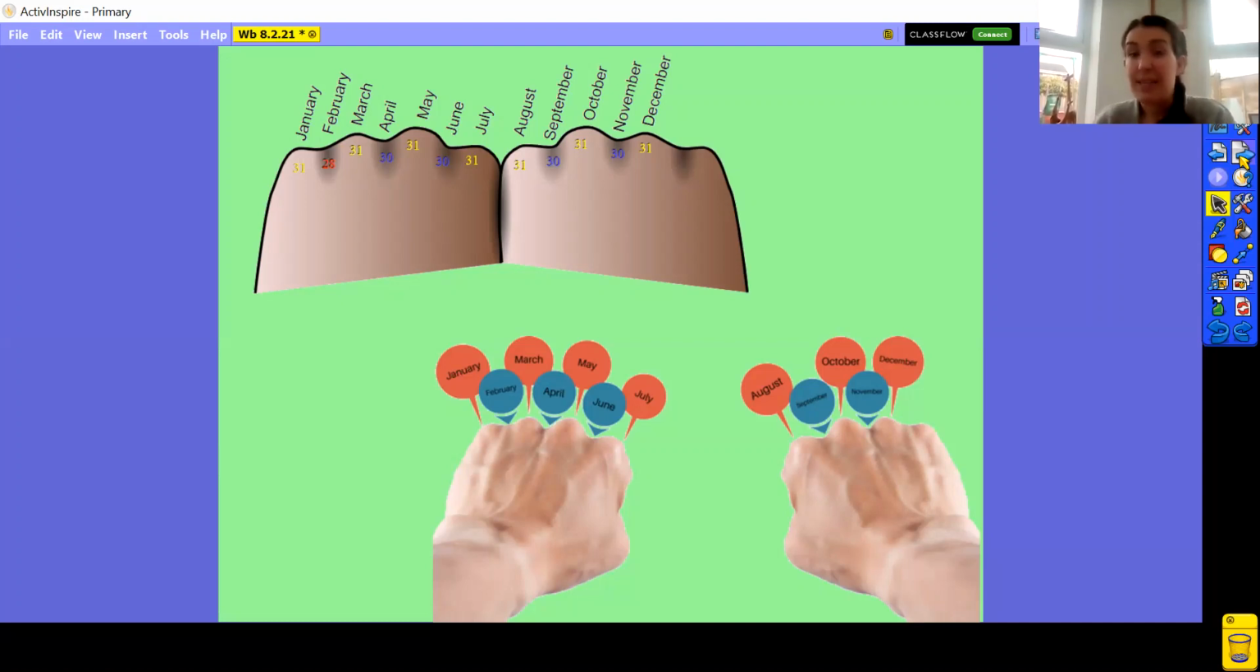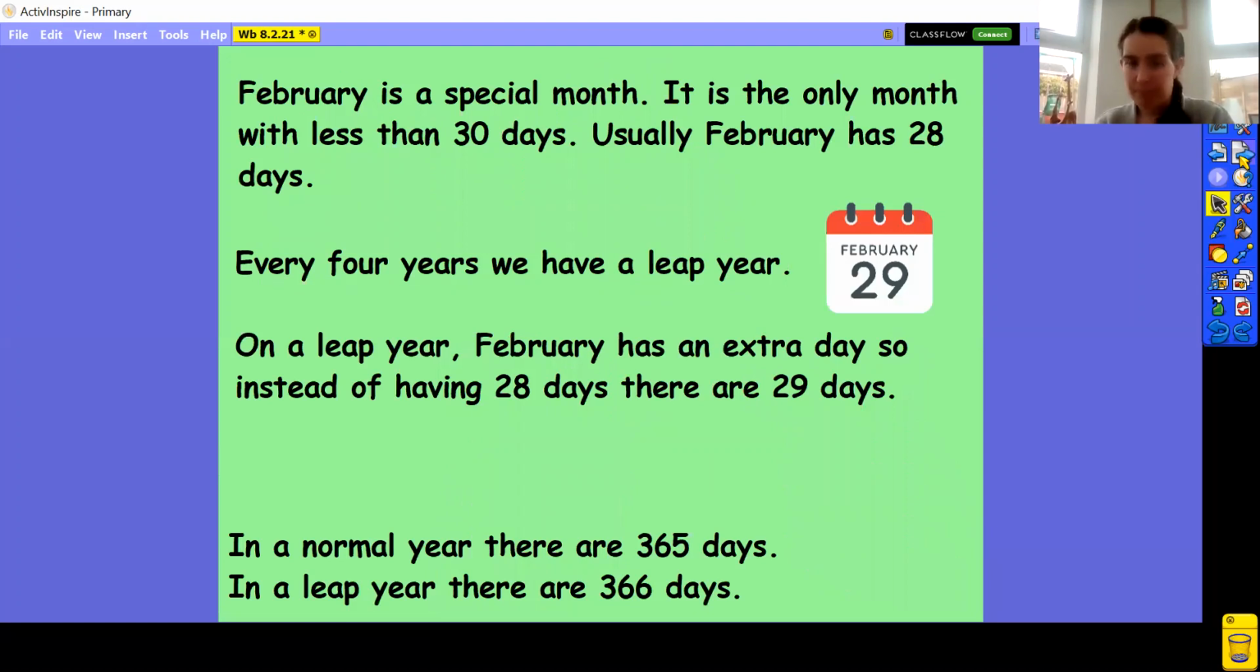So this is just a really nice, easy way that you can just straight away hold your fingers out in front of you and you can remember to count. So it's 31, 30, and then February that we've talked about is a little bit different. So we'll look now at February.